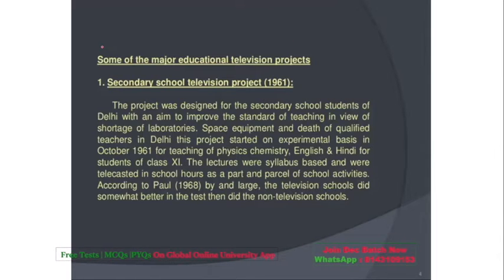That is the Secondary School Television Project, which was started in the year 1961. The project was basically designed for the secondary school students of Delhi with an aim of improving the standard of teaching with respect to the shortage of laboratories, space, equipment and the dearth of qualified teachers in Delhi. This project was actually started on an experimental basis in the year 1961.